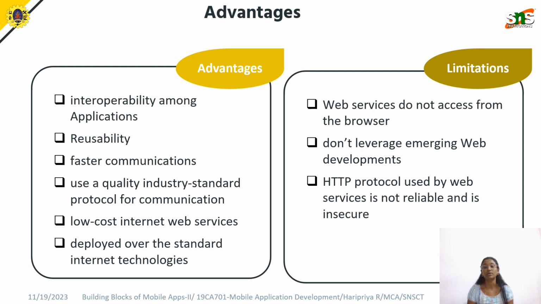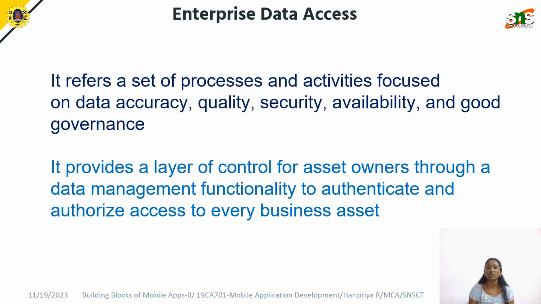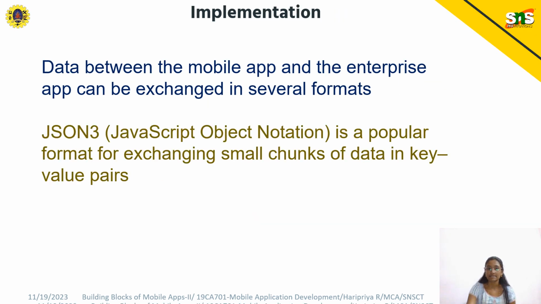After that, the limitations we have are that the HTTP protocol is not always reliable and is insecure. So it needs very careful monitoring, and with emerging web development it cannot work on access with some other browsers also. And next, enterprise data access, which is about accuracy, quality, security and availability. These are good governance points we have on enterprise data access.